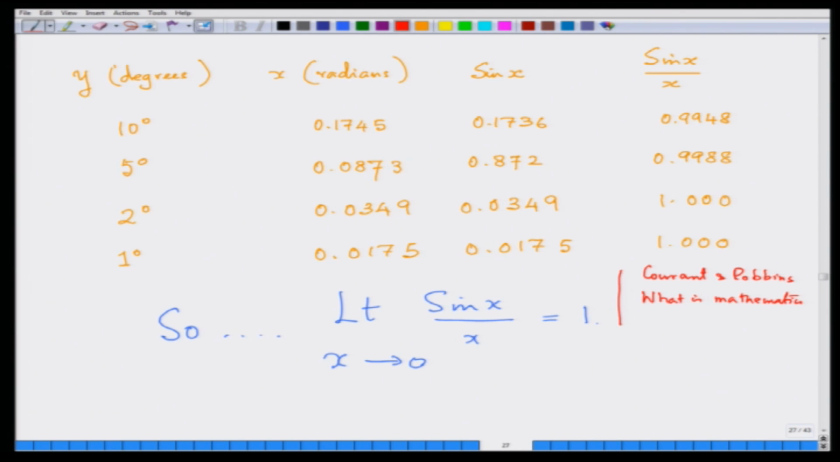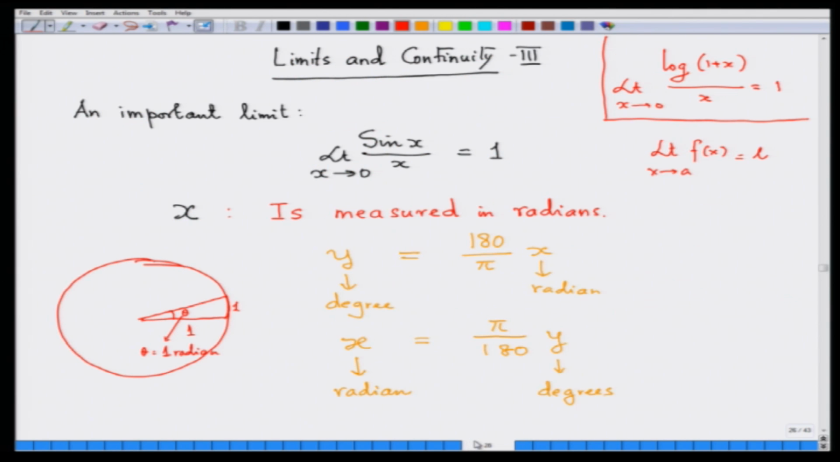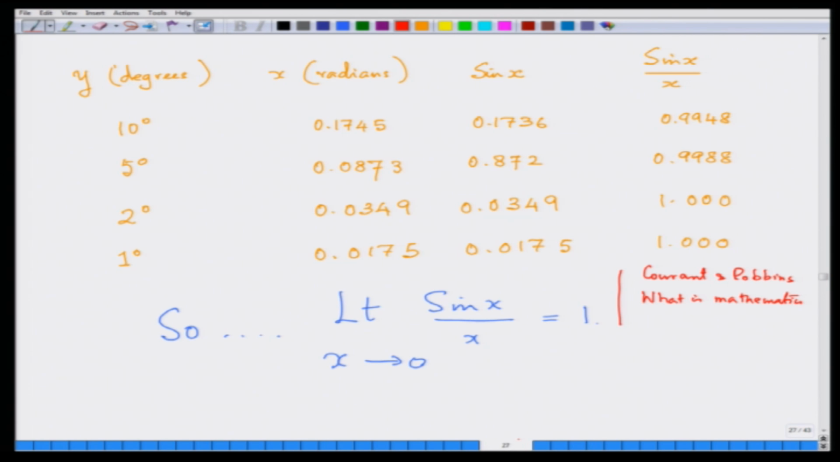Now if I go down further, I would leave it to you to compute it, because now you know what to do. Just put in a degree, get the x, compute sin x. Computing sin x nowadays, if you can do it with a calculator, just do it with a calculator, and then see what the value of sin x by x is. So I believe you will continue to get 1. So basically you can have some confidence to say that the limit of sin x by x is actually equal to 1.